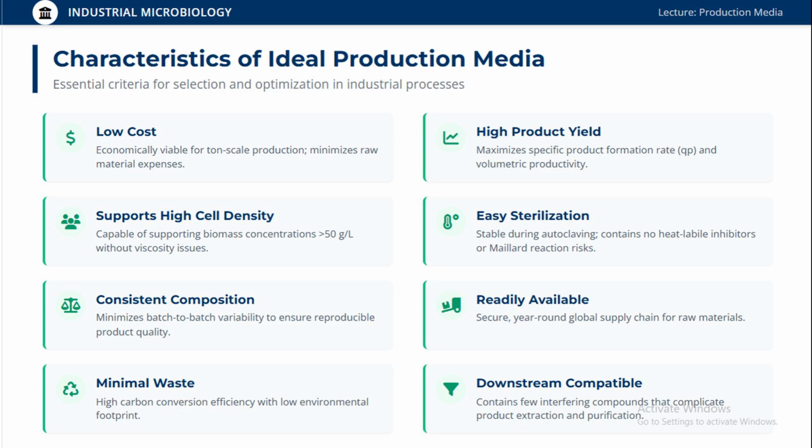Its composition should be reproducible from batch to batch. It should not produce excessive foam, viscosity, or precipitation. It should allow efficient aeration and mixing. It should not contain substances that inhibit growth or complicate downstream processing. In addition, it should be safe, non-corrosive, and compliant with regulatory requirements where applicable. In simple words, an ideal medium is biologically effective, technically manageable, and economically practical.